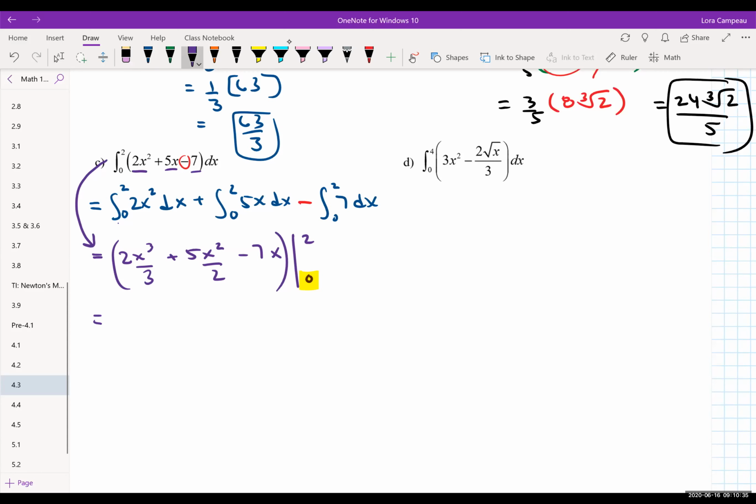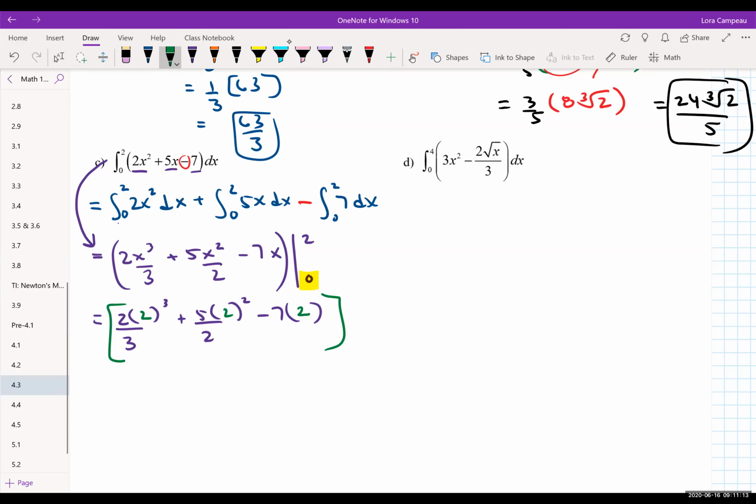So I have the 2/3. That was already there. All I'm doing is plugging in the upper limit, which is a 2. Same thing here. I have the 5/2. All I'm doing is plugging in the upper limit and then subtracting off 7, plugging in the upper limit. Now this, just so that we are clear, this is the first half, fundamental theorem of calculus. The antiderivative plugged in, evaluated at 2.